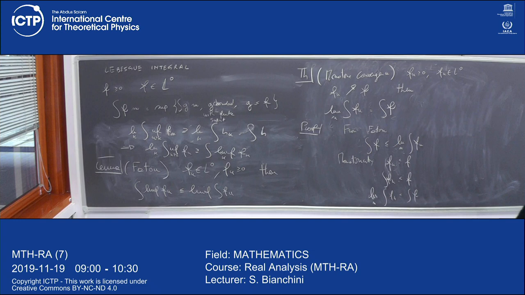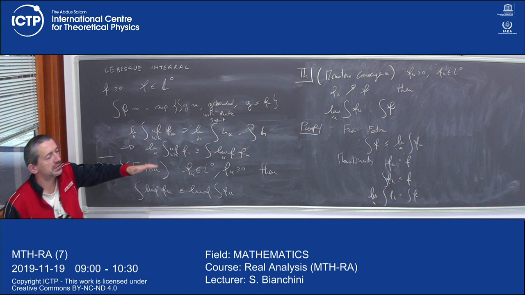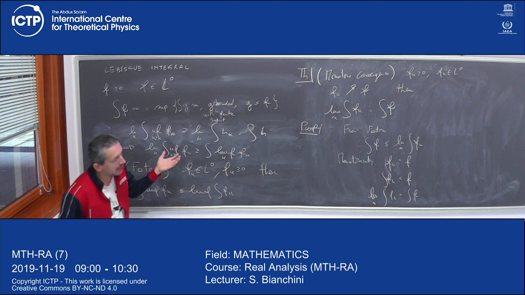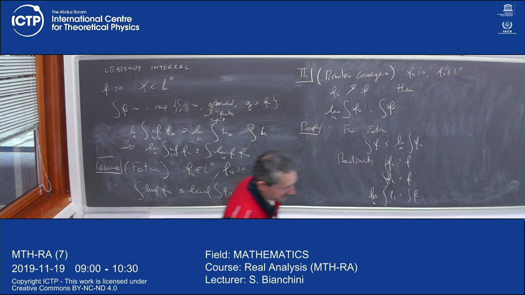If you remember the proof of Fatou, you can deduce Fatou from this theorem. So you can decide to either use the proof for this estimate to prove this estimate here, or you use this and then you deduce Fatou, or vice versa.